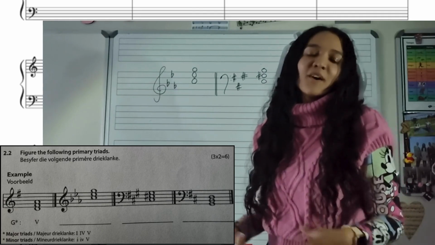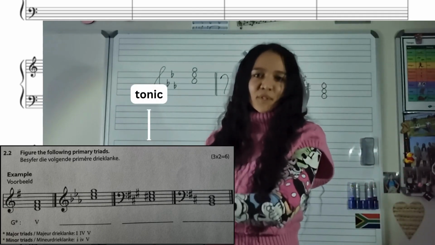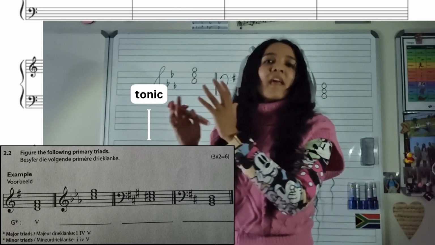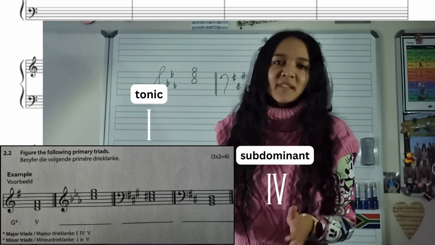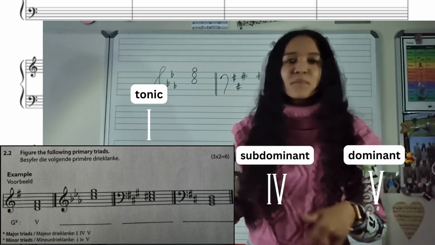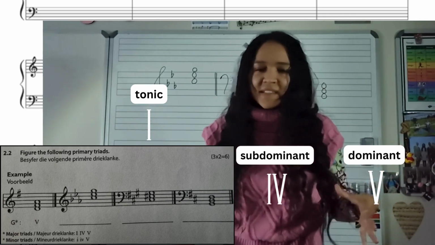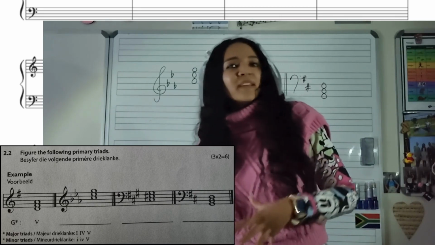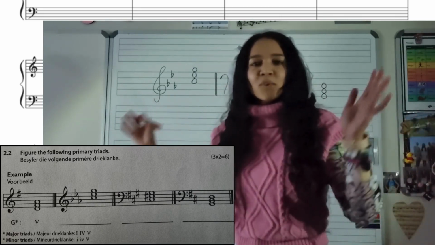So we can technically only be working with the tonic, which is the 1st degree of the scale, the subdominant, which is the 4th degree of the scale, and the dominant, which is the 5th degree of the scale. If it happens to be anything else, it either has to be in the relative key or you are wrong.